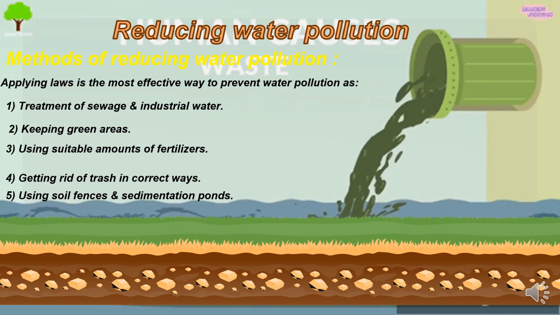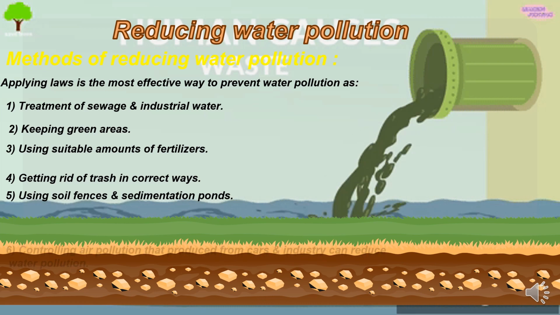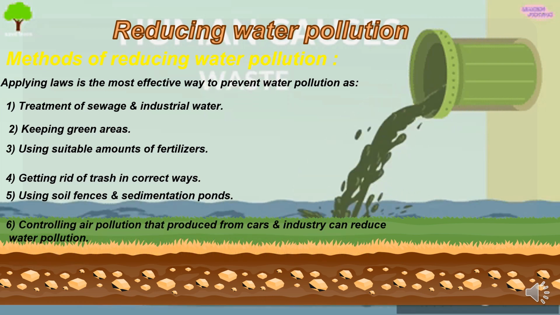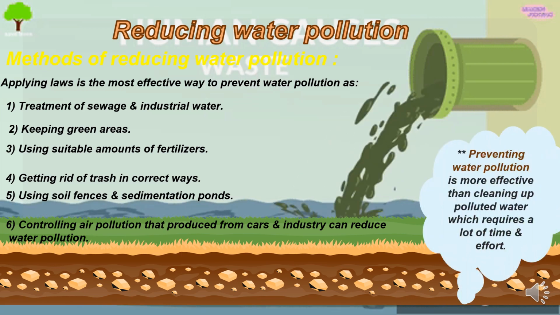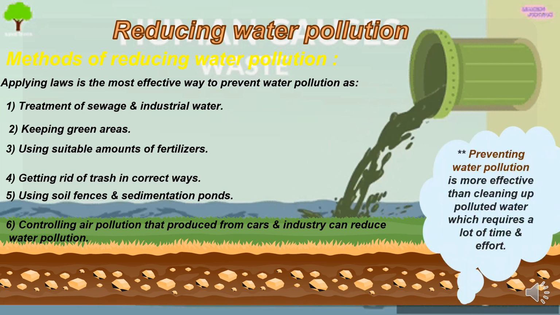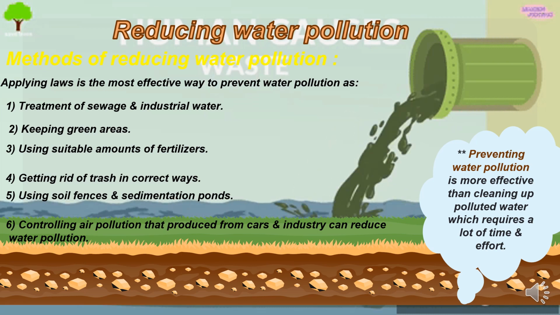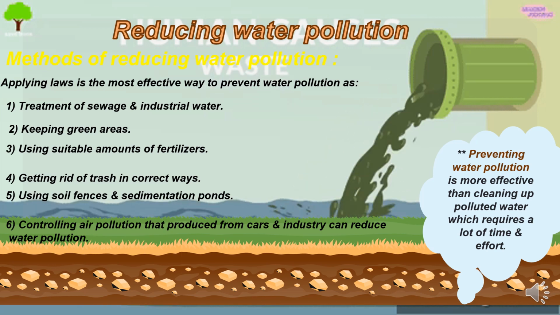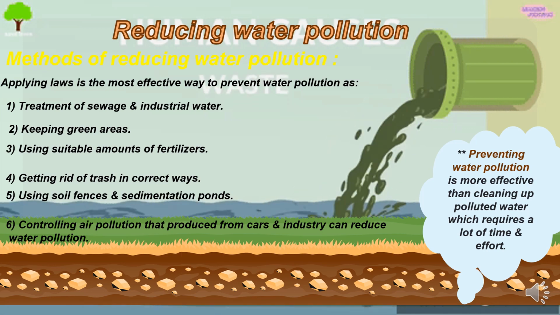And number five, using soil fences and sedimentation ponds. It's going to be such a good way to reduce water pollution. And also controlling air pollution, which is produced from cars and industry, can reduce water pollution. From all what we said, primary six, preventing water pollution is going to be more effective than cleaning up the water that has already been polluted. So setting up a rule from the beginning to prevent water pollution is going to be more effective.